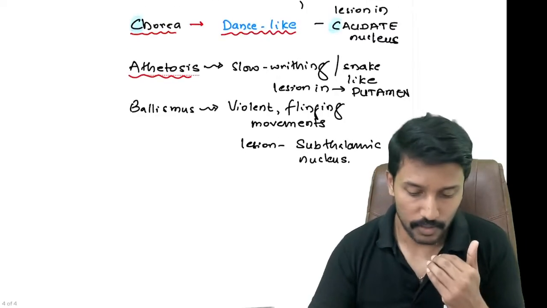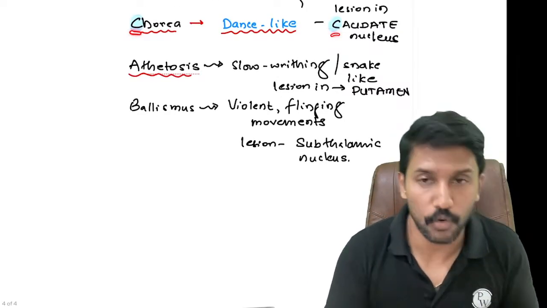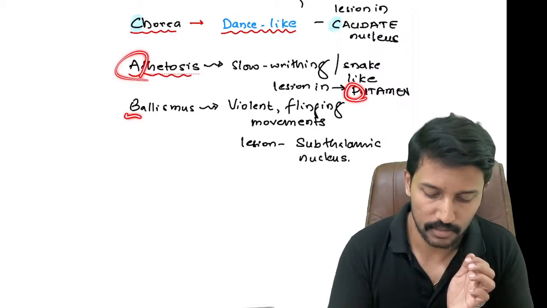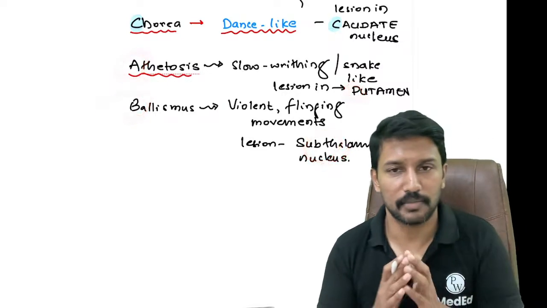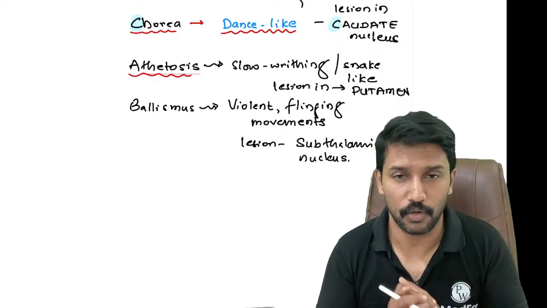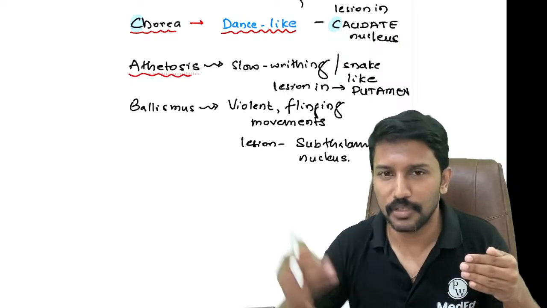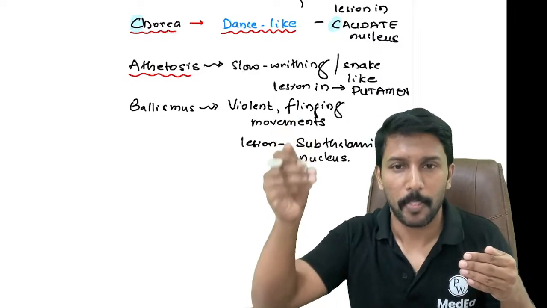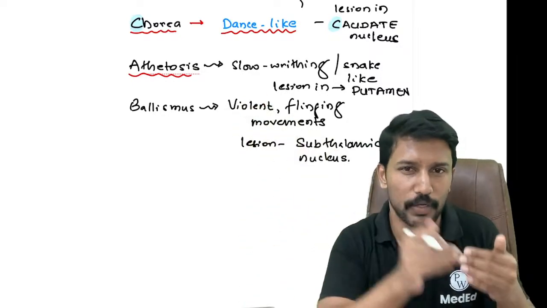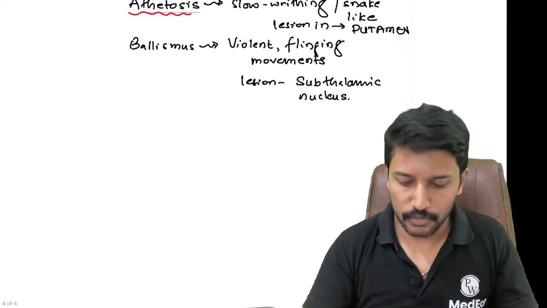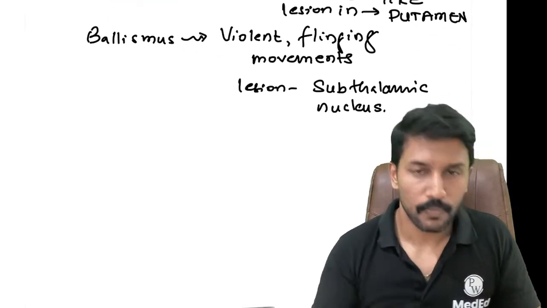Okay, now it is easy for me to remember chorea for caudate, C for C, but how to remember putamen for athetosis and subthalamic nucleus for balismus? This becomes confusing in the examination hall. In fact, in one of the NEET PG questions, they had given these three lesions and asked you to match the outcome. Chorea, we could easily match with caudate nucleus, but what about athetosis and balismus? I will make that also a bit easier for us to remember now.